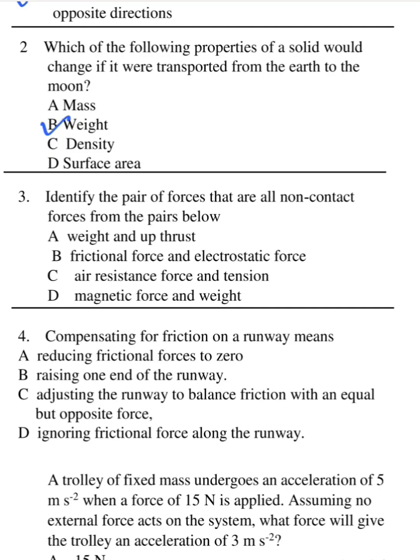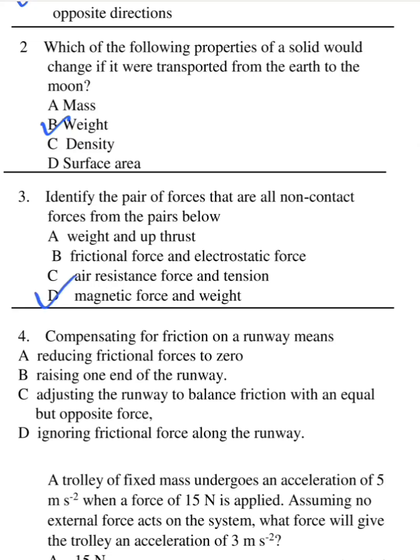Frictional force is a contact force, of course. Friction can only exist between two bodies that are in contact. Electrostatic force is a non-contact force. Air resistance is a contact force. There must be contact between an object and air for air resistance to be exerted. And for tension, we also have that it is a contact force. But in D, magnetic force and weight are all non-contact forces. So the correct option is D.